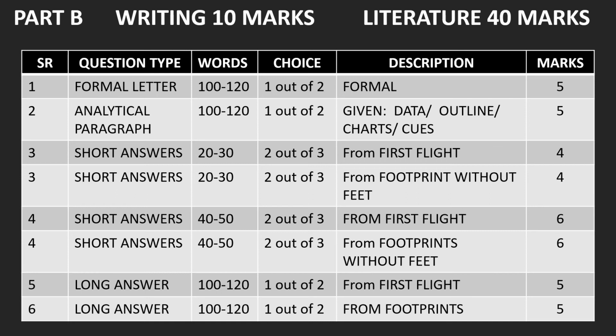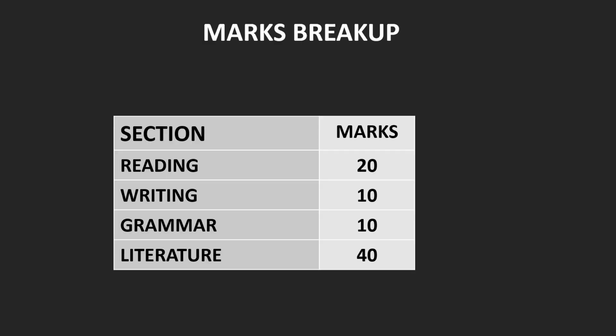Now the long answer. The first long answer, the word limit is 100 to 120. There will be 2 questions from First Flight, out of which you will do 1, and the question carries 5 marks. The last question will be the long answer, 100 to 120 words. There will be 2 questions from Footprints, out of which you will take 1, and again it will be for 5 marks.